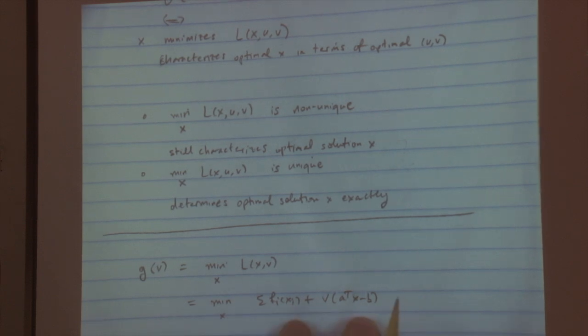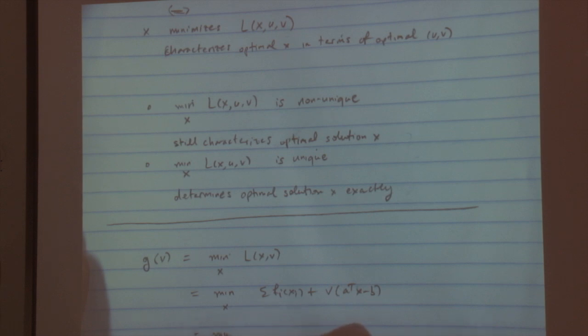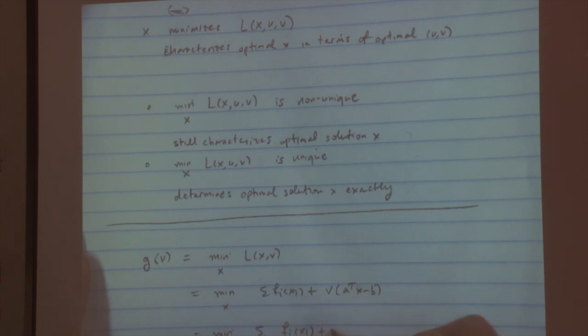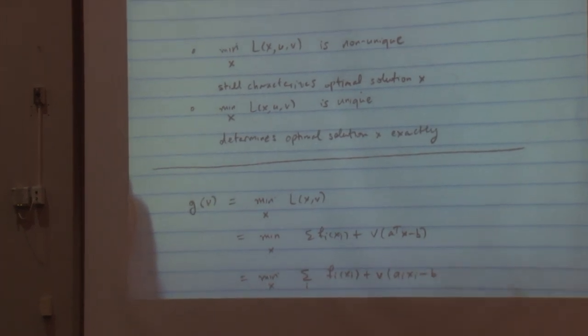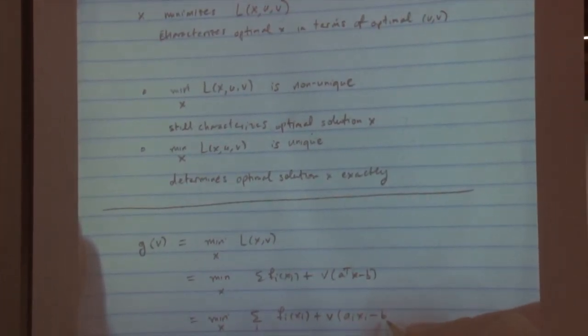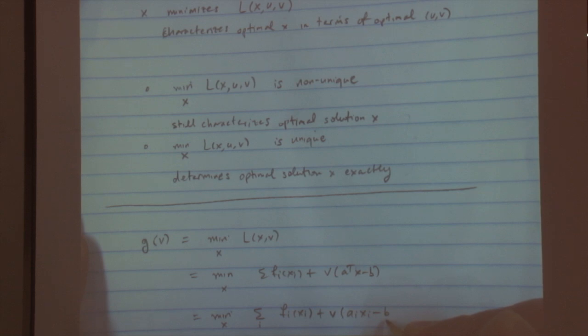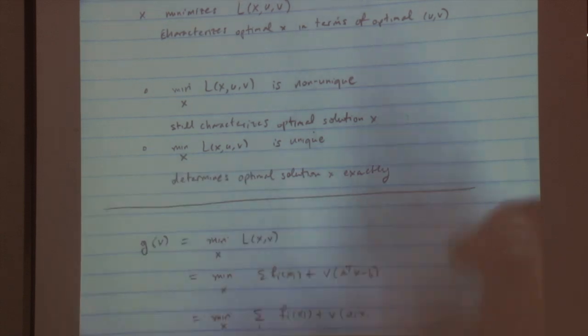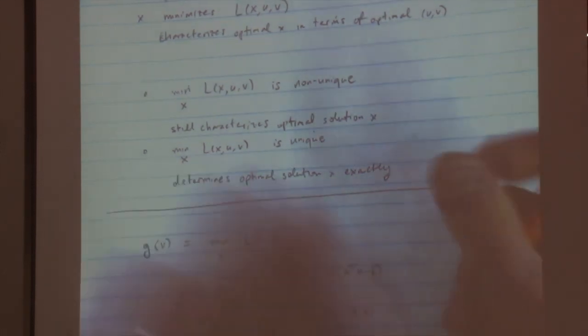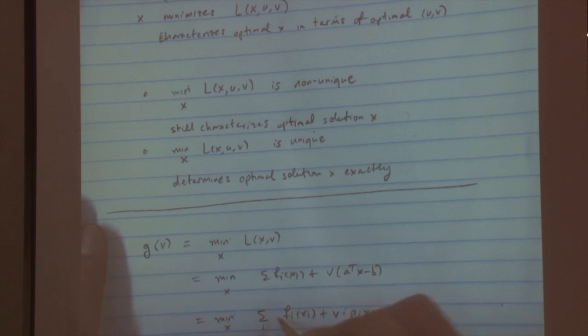What's the nice thing about this? This problem now decomposes into n separate minimizations. Let's write this out. This is the minimum over all x of the sum over all i of fi of xi plus v times ai xi minus b over n. Well, actually, since it's a minimum over x, we don't care about that term. That term's just going to stick around, so that term will be here, minus b times v.